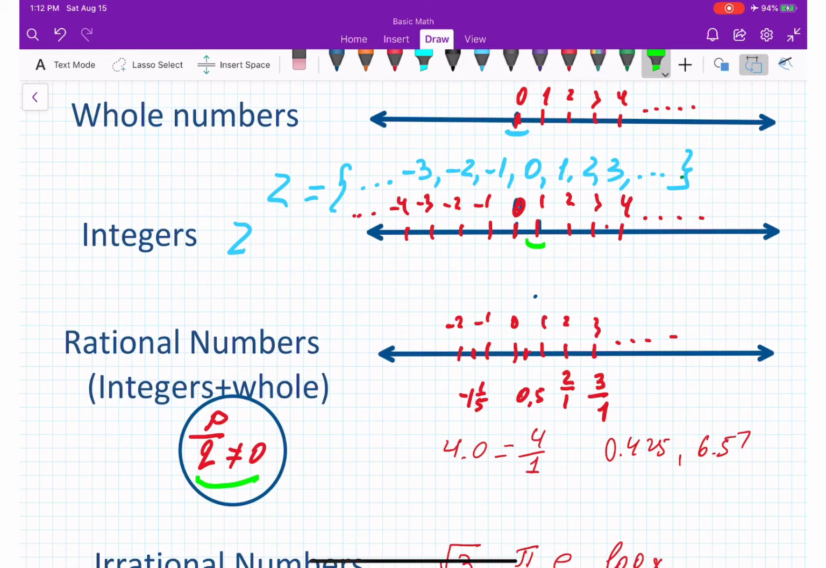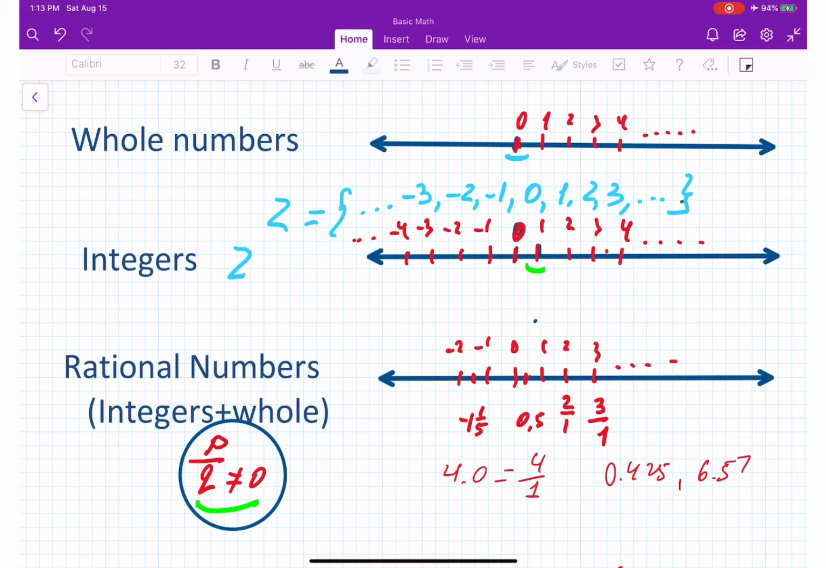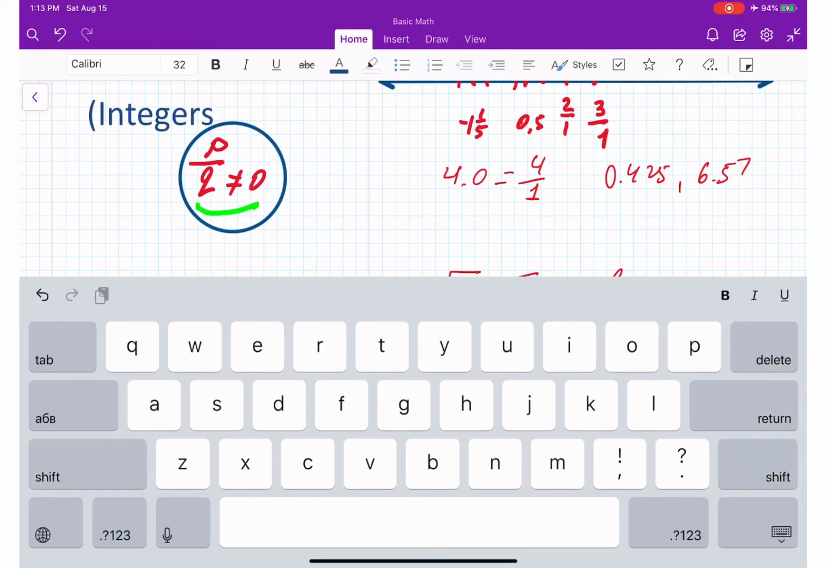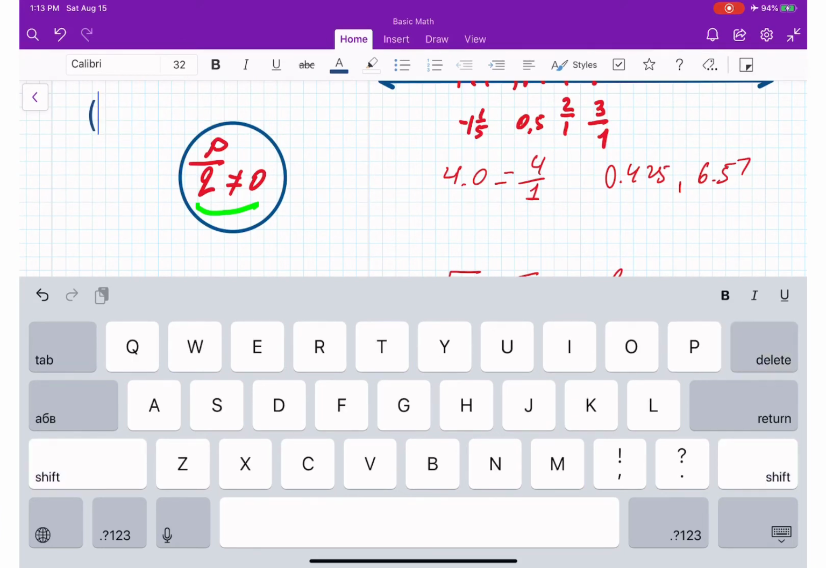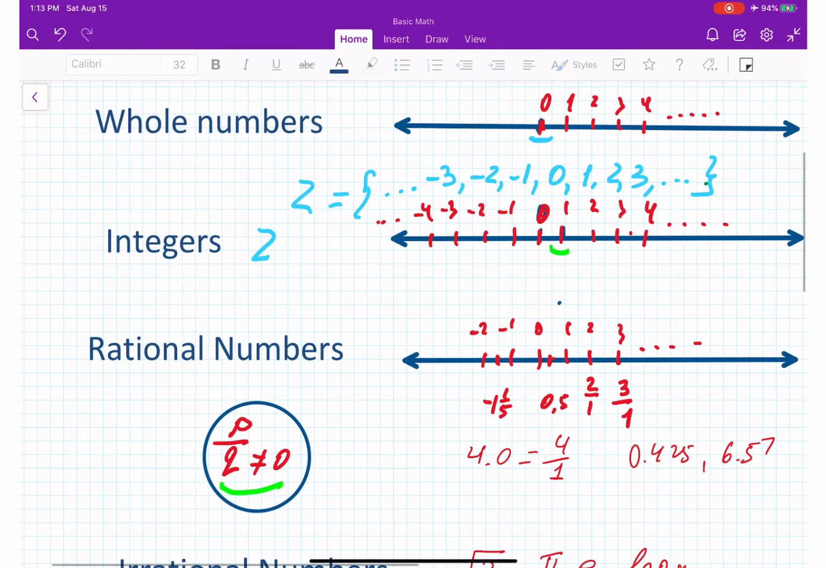Integers, I would say, yeah, integers include already whole numbers already. So I can take off these integers plus whole numbers. Okay, so any number you can represent as a fraction, it's going to be rational numbers.